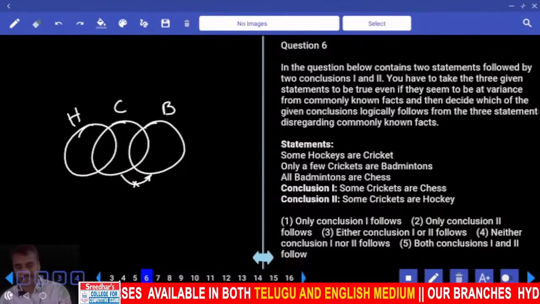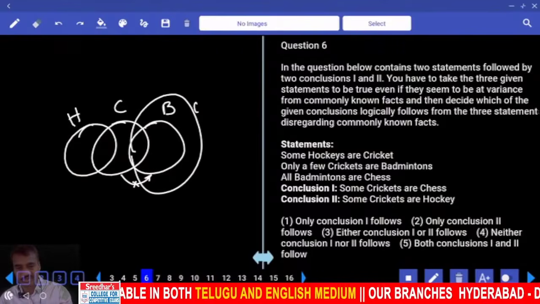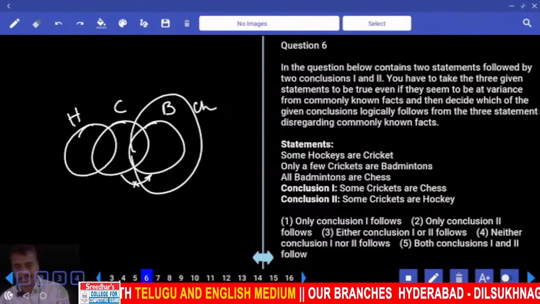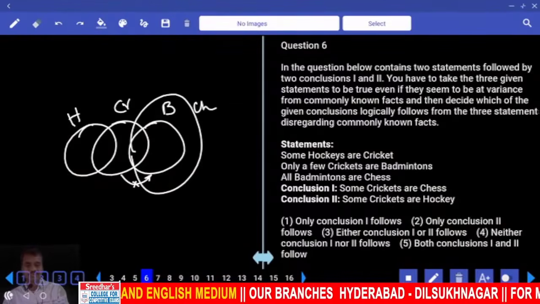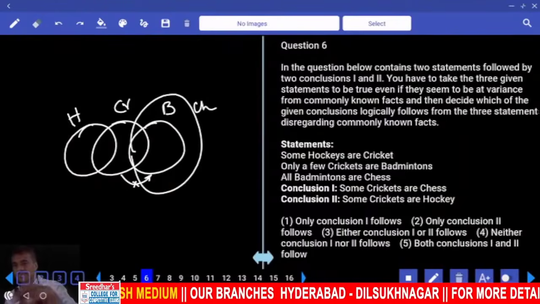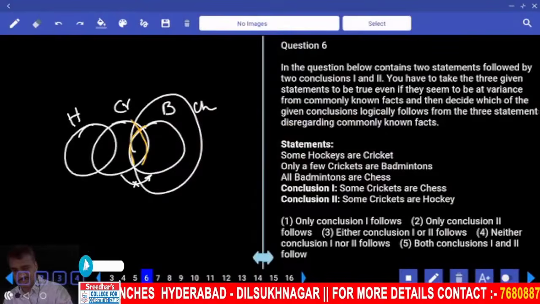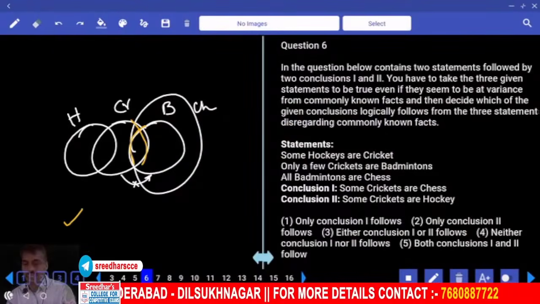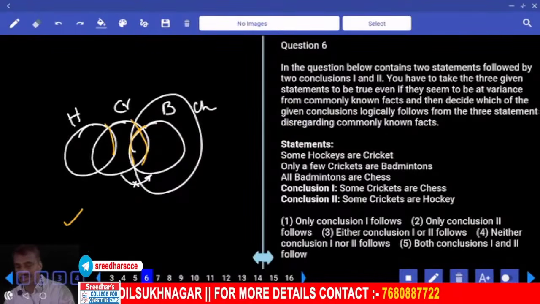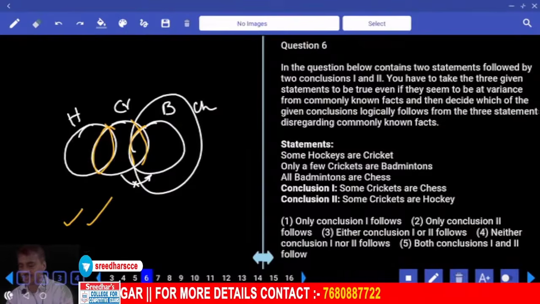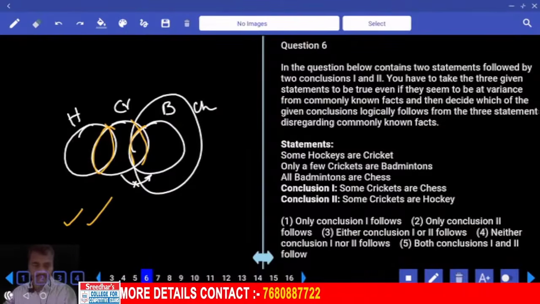And all these badminton are what? All badminton are chess. And now this is cricket. Now, some cricket are chess: true or false? Cricket is here, chess is here. That is definitely true. And some cricket are hockey. Cricket and hockey is again an intersection between these two. Both 1 and 2. That is choice 5, question number 6.